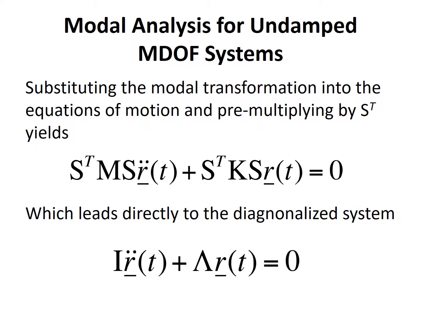The normalization of the mode shape matrix S can be seen by substituting the coordinate transformation into the equations of motion and pre-multiplying by S transpose. The definition of the matrix S results in a one-step diagonalization of the equations of motion. The equations of motion in modal coordinates are once again a decoupled set of differential equations that can be solved independently using the methods for single degree of freedom systems.